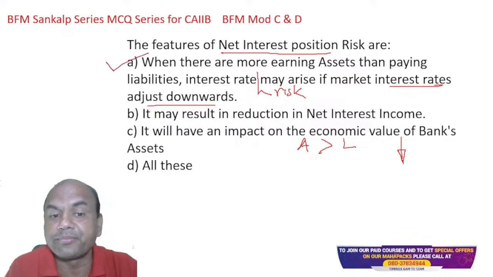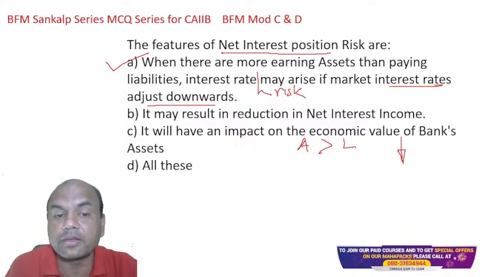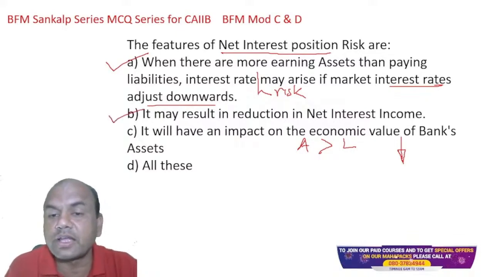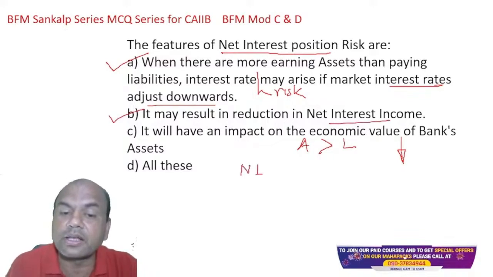What about B? It may result in reduction of net interest income. So that is also true. It may result in reduction of NII. Right? What is the difference between NII and NIM? NII means what? Net interest income.